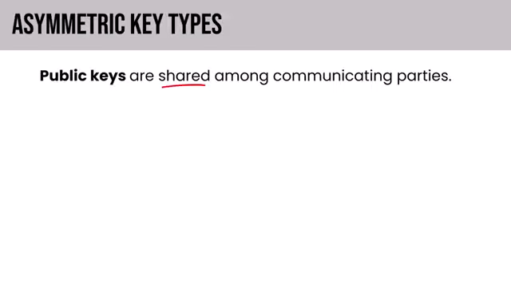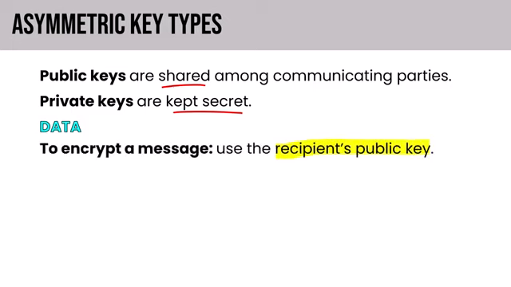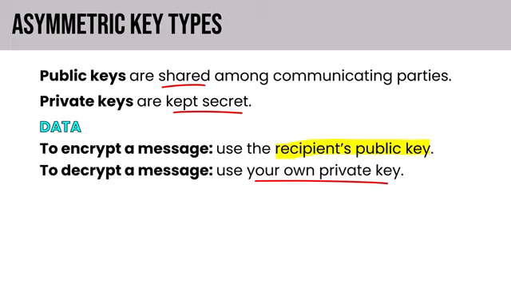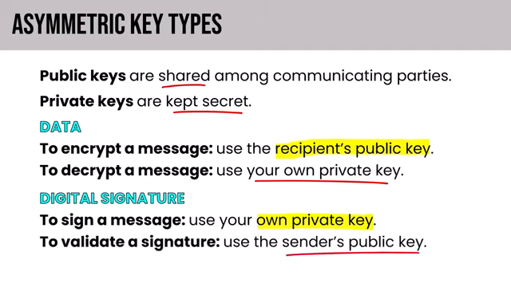So recapping there on asymmetric keys, public keys are shared among communicating parties. So anyone can encrypt a message using another user's public key. The private keys are kept secret. So to encrypt a message, you use the recipient's public key. To decrypt a message, the recipient uses their own private key to decrypt the message that was encrypted with their public key. For digital signatures, to sign a message, you use your own private key. To validate a signature, you use the sender's public key.